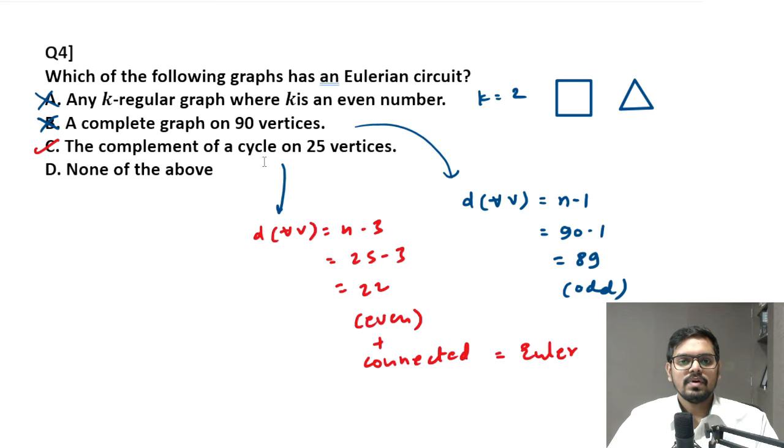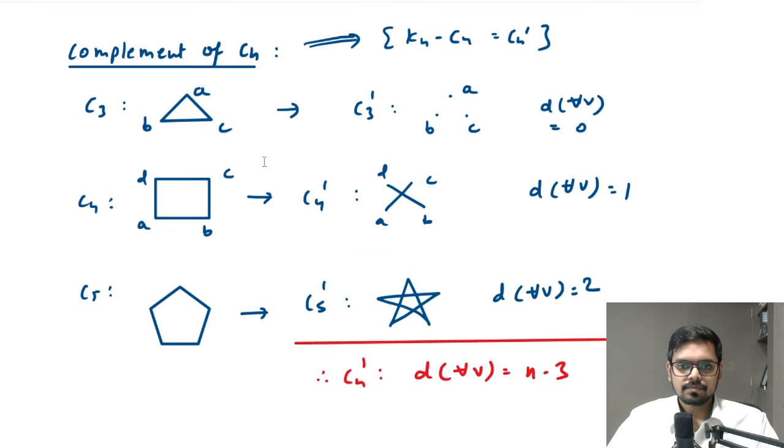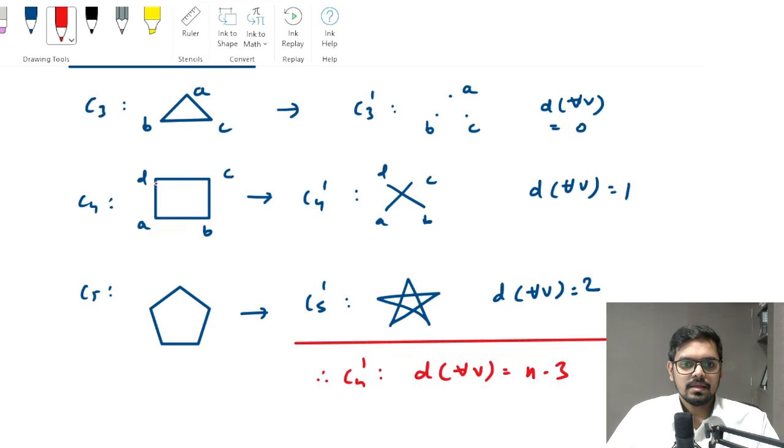So, looking carefully at the complement of a cycle on 25 vertices: if you want to find the complement of a cycle, it is K_n minus C_n. This is the complement of the cycle. We already know the definition, already studied in the conceptual class. Still I am doing a revision so that you understand why option C is correct. When I draw the C3 graph, this is the graph. The complement has the same vertices, and then you have to remove those edges from K_n. So this is also present in K_n, so remove all the edges. What is the degree of every vertex? It is 0. C4 is this graph. The K_n graph would look like this.